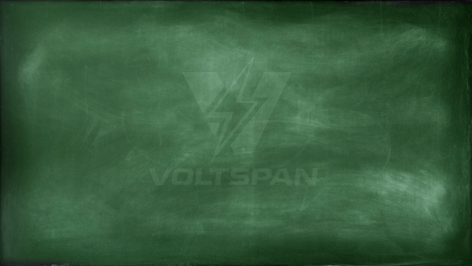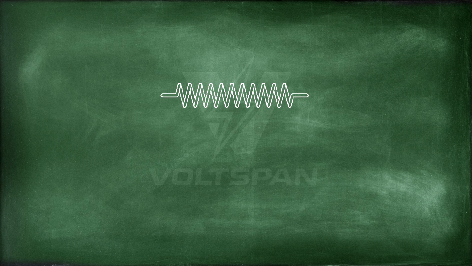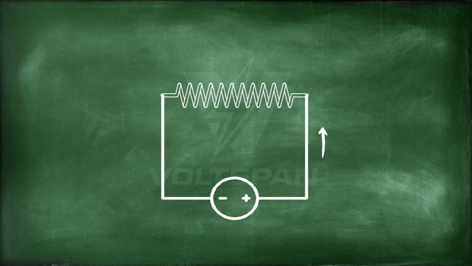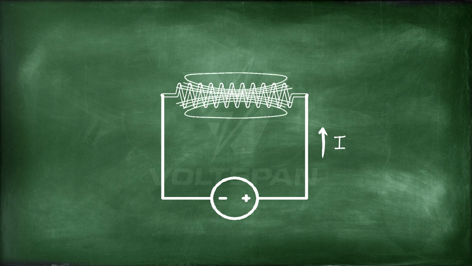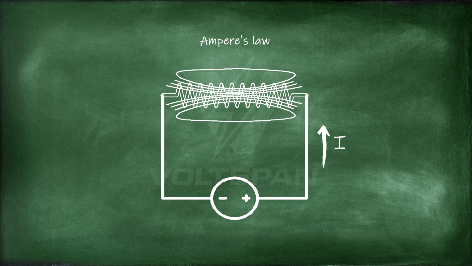Our journey starts with something simple, a coil of wire. When current flows through it, it creates a magnetic field. This is Ampere's law. The current is the cause, and the magnetic field is the effect. The stronger the current, the stronger the field.